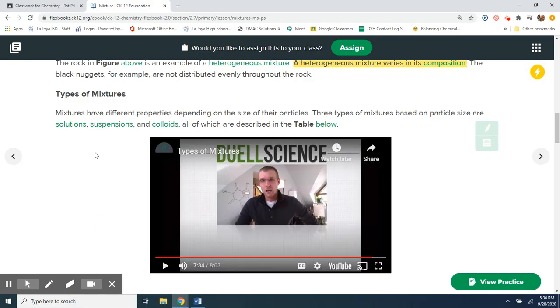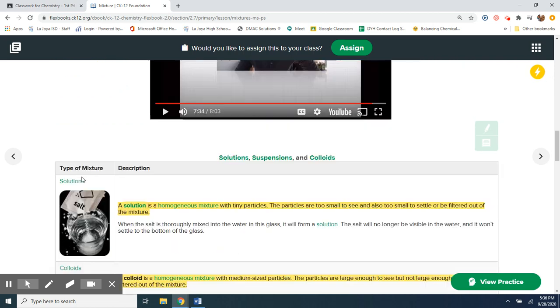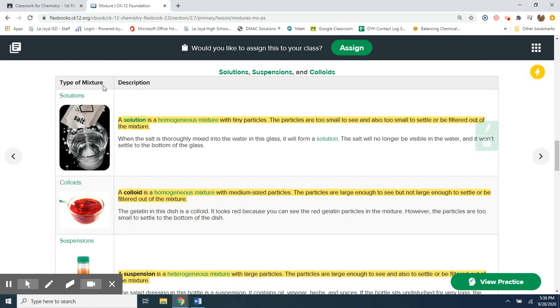All right, so solutions, suspensions and colloids are all types of mixtures. Mostly it's all about the particle size that's the difference, okay? And here we're talking about first solutions. They give us an example of salty water. It's homogeneous. It has tiny particles. The particles are way too small to be seen or to settle, and they usually do not get filtered out.